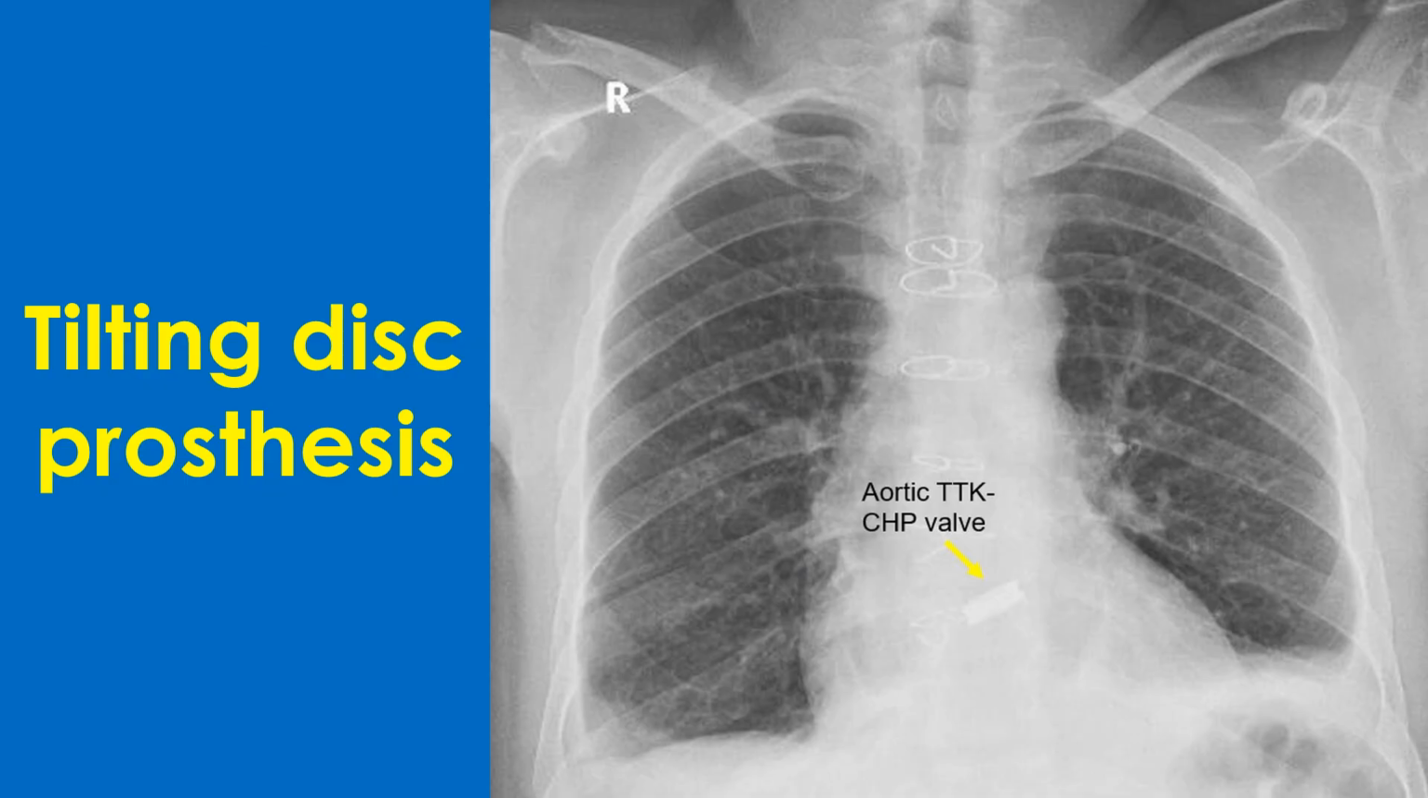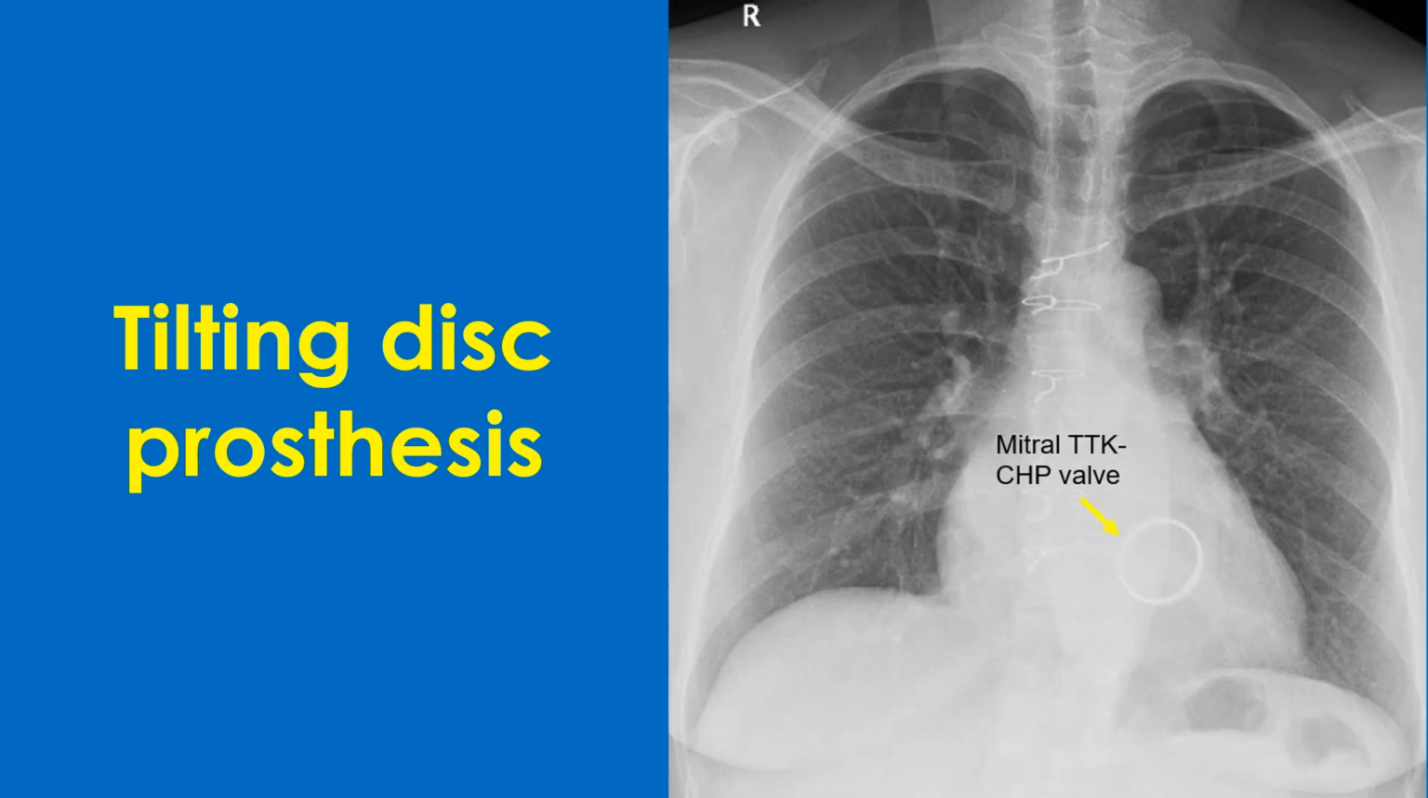The initial Bjork-Shiley valve, which has been discontinued, was a tilting disc valve. Currently, there are single leaflet and bi-leaflet tilting disc valves. TTK Chitra valve is a tilting disc valve with ultra-high molecular weight polyethylene disc which is not radio-opaque. The valve ring is visible. This X-ray shows a TTK Chitra valve in aortic position. Here is an X-ray showing TTK Chitra valve in mitral position. Only the valve sewing ring is visible.